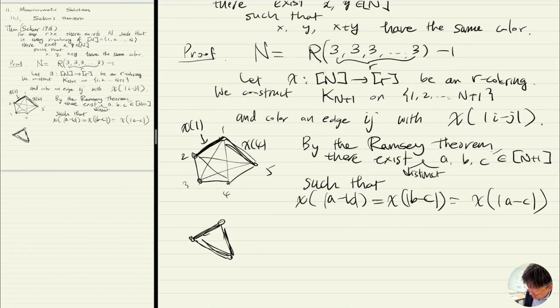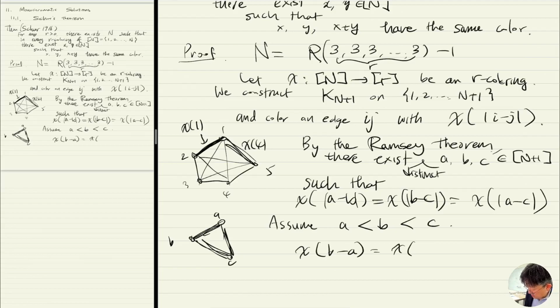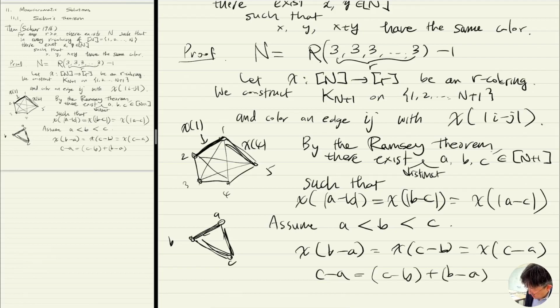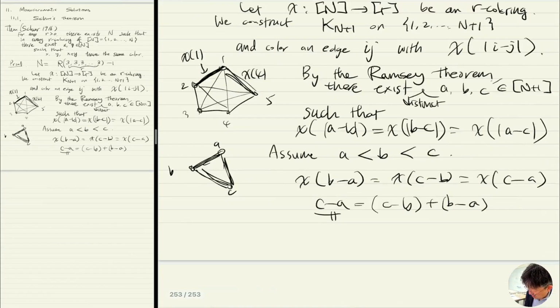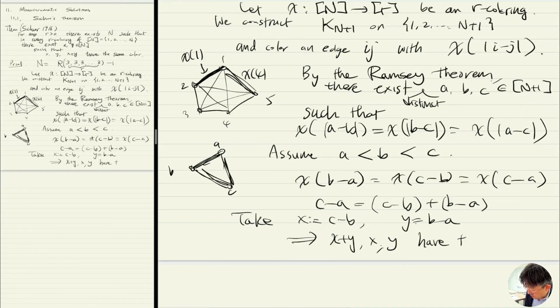Now this implies, let's assume a is less than b is less than c, and then chi of b minus a is equal to chi of c minus b is equal to chi of c minus a. But c minus a is equal to c minus b plus b minus a. So take x to be equal to c minus b and y to be equal to b minus a. And then x plus y and x and y have the same color. That's it.